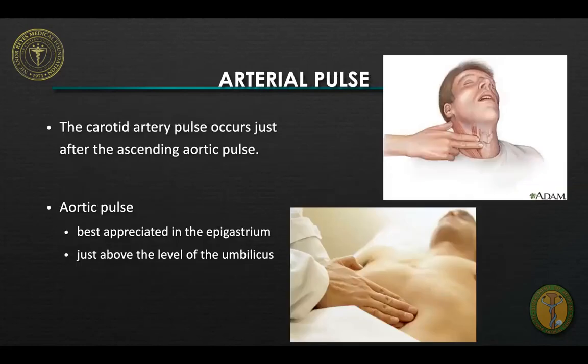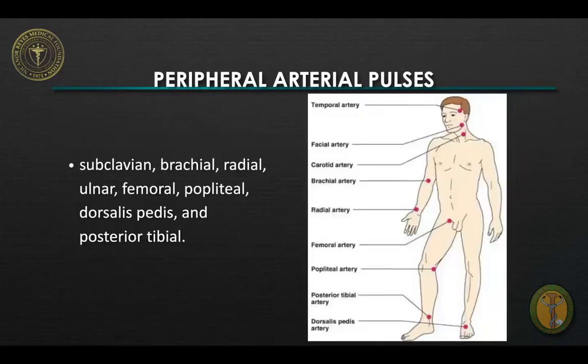Let's go to the arterial pulses. The carotid artery pulse occurs just after the ascending aortic pulse. The aortic pulse is best appreciated in the epigastrium, just above the level of the umbilicus. The following are the peripheral arterial pulses: subclavian, brachial, radial, ulnar, femoral, popliteal, dorsalis pedis, and posterior tibial.